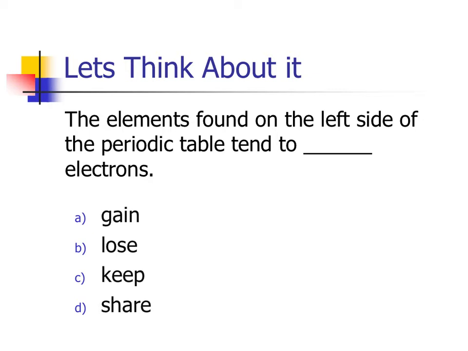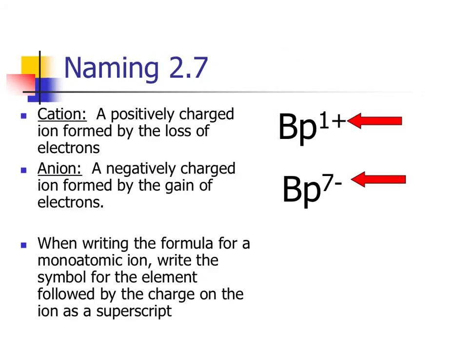So the elements found on the left-hand side of the periodic table tend to blank their electrons. Do they gain electrons, lose electrons, keep their electrons, or share their electrons on the left-hand side of the periodic table? Elements on the left-hand side of the periodic table tend to lose electrons because the metals are on the left-hand side and they lose their electrons to gain a positive charge.